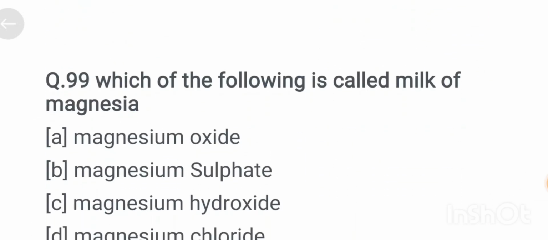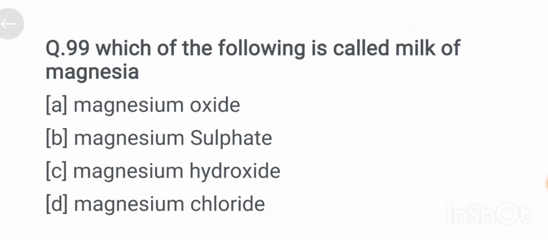Which of the following is called milk of magnesia? Option A, magnesium oxide. Option B, magnesium sulfate. Option C, magnesium hydroxide. Option D, magnesium chloride. Correct answer is option C, magnesium hydroxide.